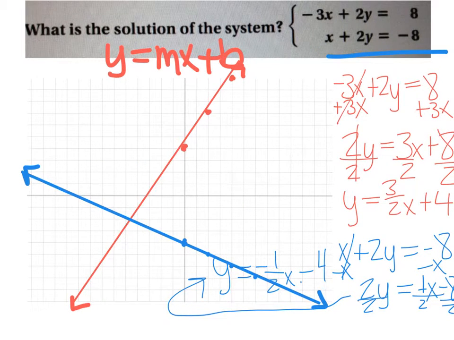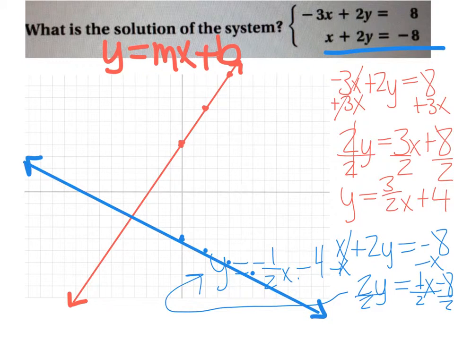So the original question was asking for the solution of the system. So the solution of the system is going to be wherever my two lines meet. And actually my lines are a little off, so I'm going to fix those. Remember to use a straight edge if you're writing these on paper, otherwise it might come out to be the wrong answer. Okay, that's better.